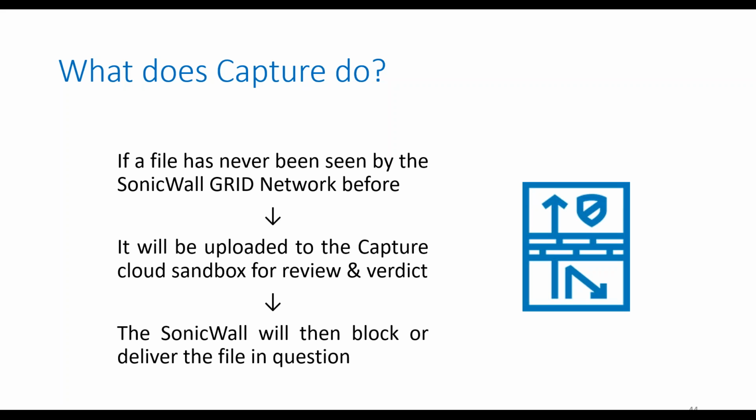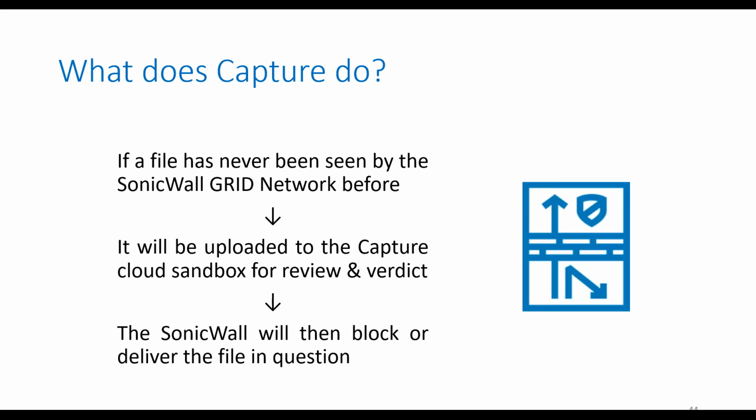How does Capture ATP address the gap? Capture ATP tackles the zero-day threat by detonating and inspecting the questionable file before it's allowed into the network. Walk us through it. So here's the logic chain. If a file comes in and it's never been seen before by the grid network, it's going to be uploaded to the Capture Cloud Sandbox for review and for verdict. They use the word detonated. They're going to take that file, go ahead and open it on a one-time use system in the cloud and see how the file behaves.